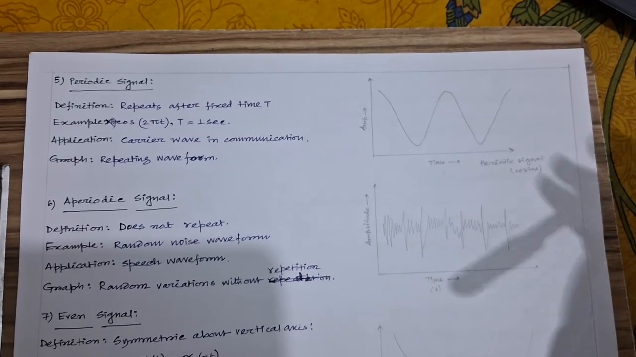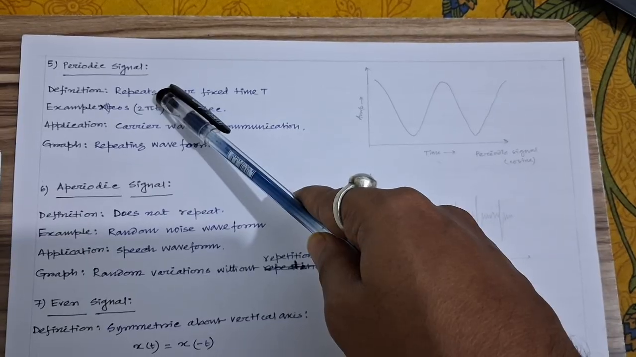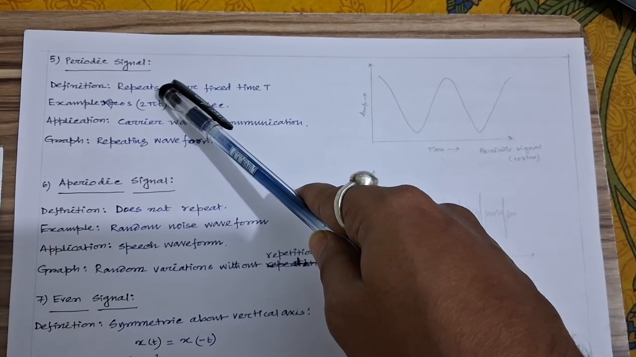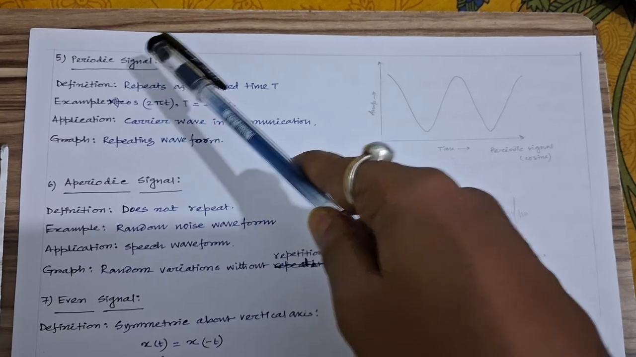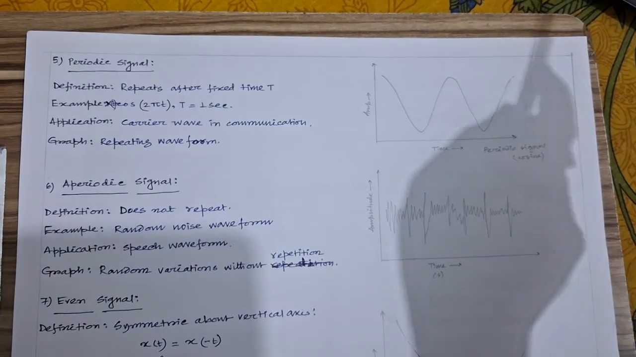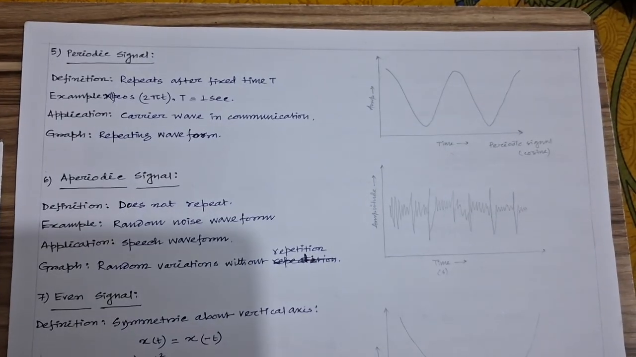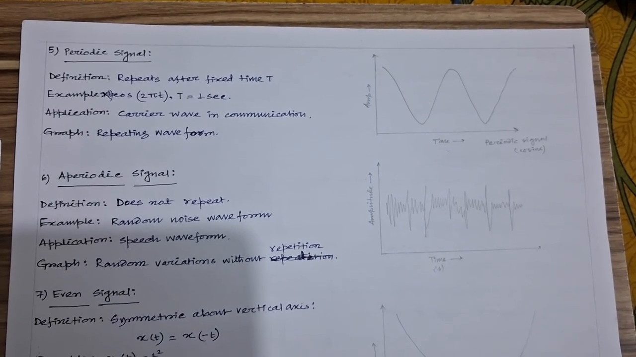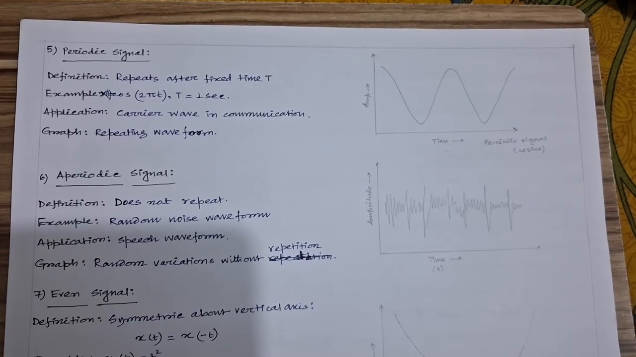Now let us talk about periodic signal. It usually shows a cosine wave graph. A periodic signal repeats itself after a fixed time T. Mathematically, x(t) = x(t + T). Let's take an example: cos(2πt) has a period of 1 second. Real world example: the AC voltage in your home.